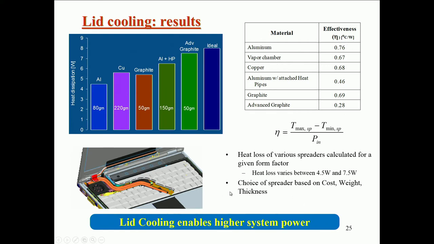Okay. So, finally, we have to choose. It is not just the performance alone. The weight becomes important. We want the laptop to be light. So, if you put copper, for example, additional 220 grams. Aluminium, of course, much lighter, but lesser performance as well. Graphite, yes, very light, very good, but very expensive as well. So, cost, weight, performance, all these come into the picture, and this is where I want to take up Arun's point.